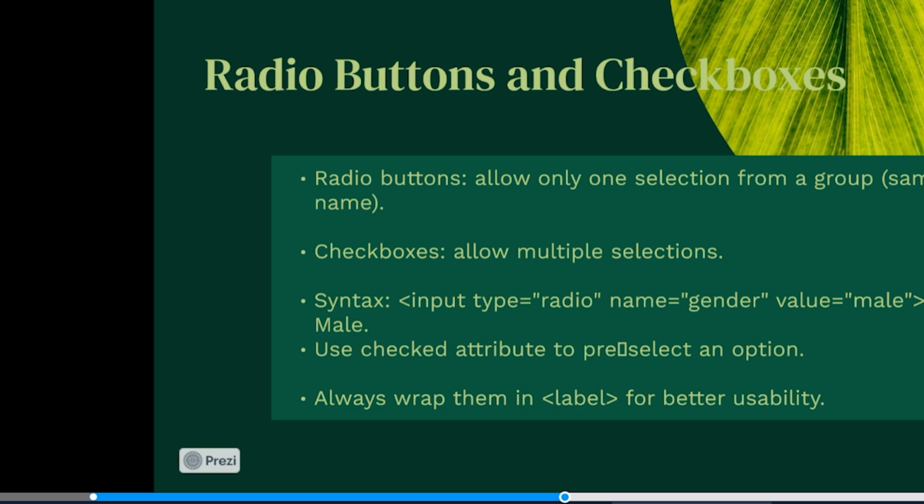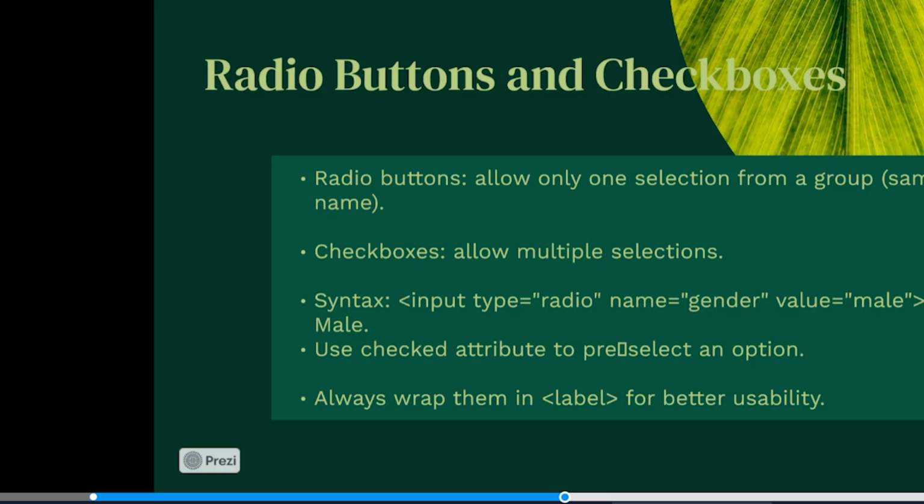Let's say we are creating a registration form. Sometimes users should select only one option, for example, choosing a gender. If you are male, you can choose male. If you are female, you can choose female. So if you only select one option, in that case we use a radio button.